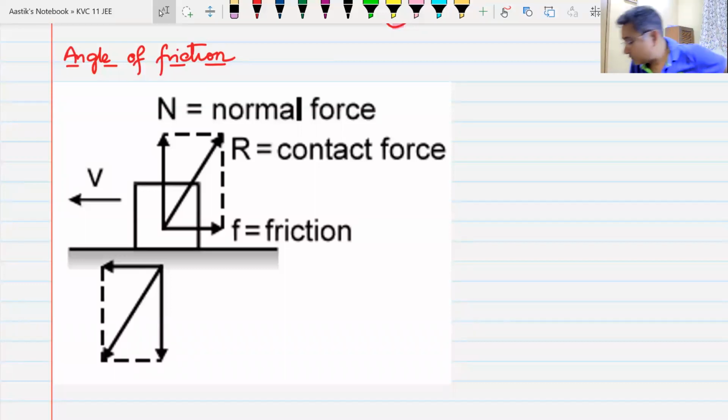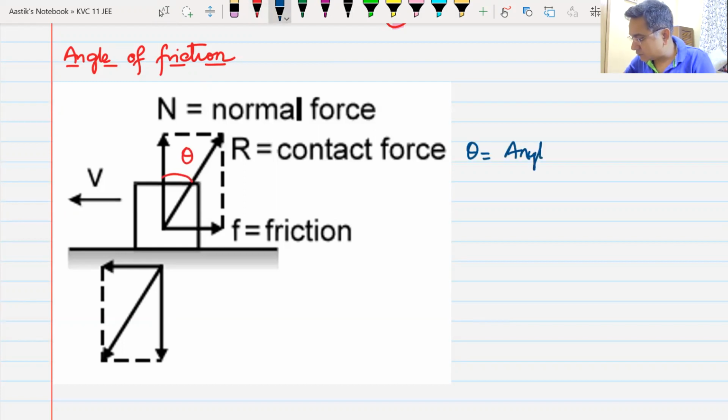So we again go back to the diagram that I had drawn. Two bodies are kept in contact. In this case, there is also relative motion. They exert forces on each other. Reaction force or contact force, R, is that force. That force has been resolved into two components, the normal contact force and friction. This reaction force makes an angle with the normal reaction force. This angle theta is known as the angle of friction.